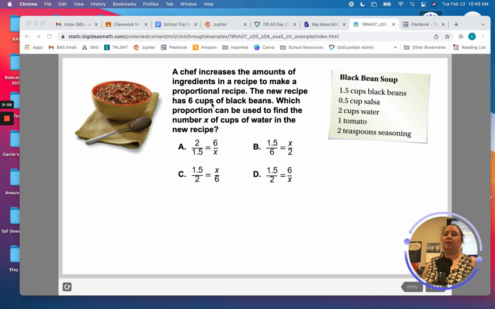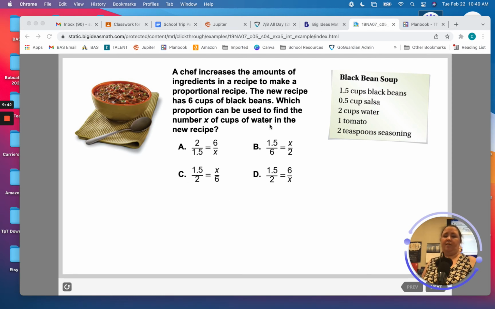Okay, so we're trying to increase this recipe. And it says the new recipe has 6 cups of black beans. So we need to look at the soup recipe over here. How many black beans does it have in the original recipe? 1.5 cups, right? Yeah. And we're trying to find how much water goes in there. So I can make my black beans over water or water over black beans, it doesn't matter which way, equal to the new amount of black beans with the new amount of water.